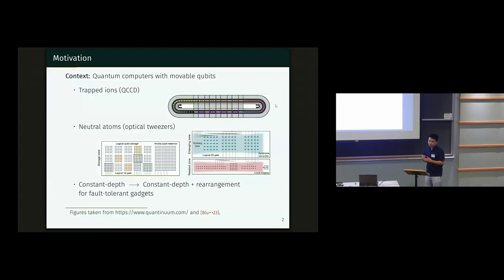From the paradigm of fault tolerance, something we always want when doing logical gates on our code is constant depth circuits, because constant depth circuits do not spread errors that much. But maybe a new paradigm, when we have movable qubits that can be moved with very high fidelity and generically don't spread errors, is that we should relax this requirement to constant depth circuits plus qubit rearrangement. So this is the general setting.